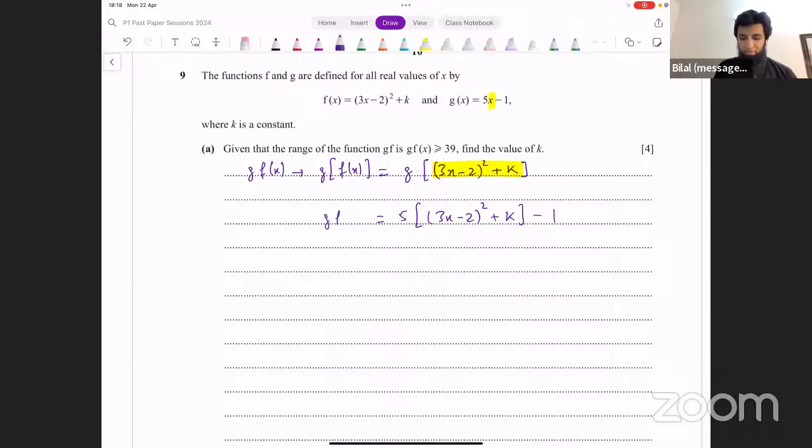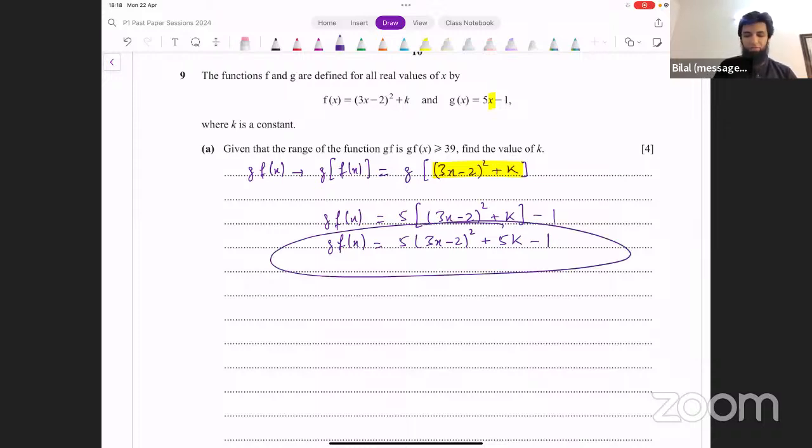Okay. Now let's simplify this a bit. Let's multiply 5 inside, and that will give you 5 into (3x minus 2) whole squared plus 5 times k minus 1. This is what we end up getting. And now you see, what are they saying? They're saying the range of this function is greater than or equal to 39. That means the y values of this function, they have to be 39 or above. Now it's a quadratic function.